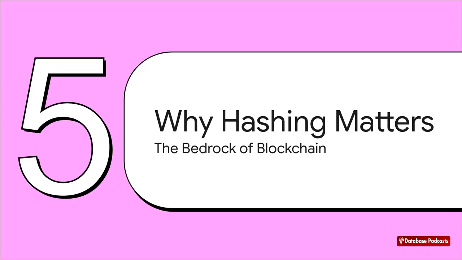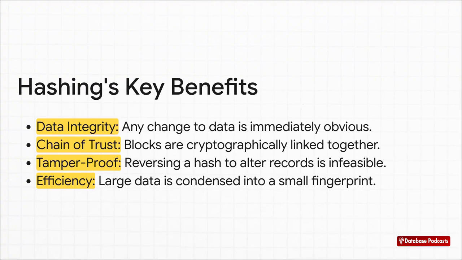Okay, so let's put this all together now. If you had to summarize it, why is this one single mathematical idea so completely fundamental to the entire concept of blockchain? Absolutely. Hashing is the literal bedrock. It guarantees data integrity. That's the avalanche effect we just saw, making any change stick out like a sore thumb. It creates the chain of trust because you can link blocks of data together with these fingerprints. It makes the records tamper-proof because working backward from a hash is, well, infeasible. And it gives us incredible efficiency by letting us represent huge amounts of data in a small fixed-size hash.